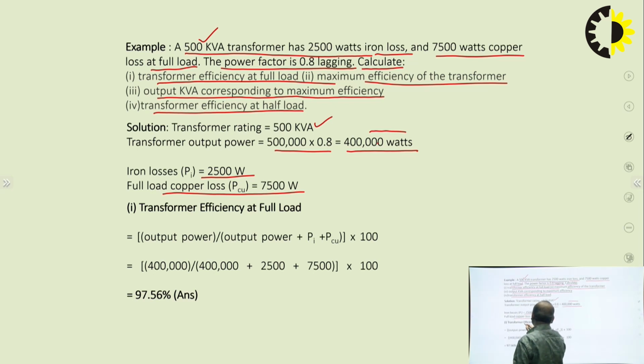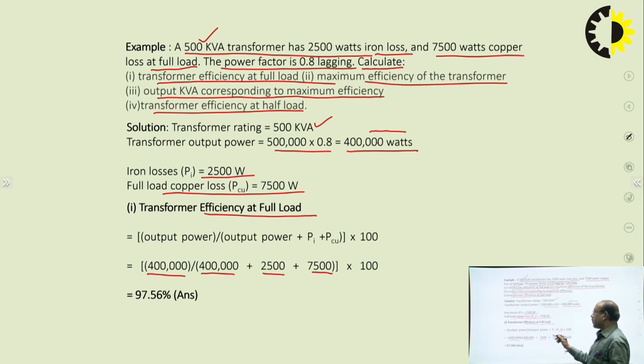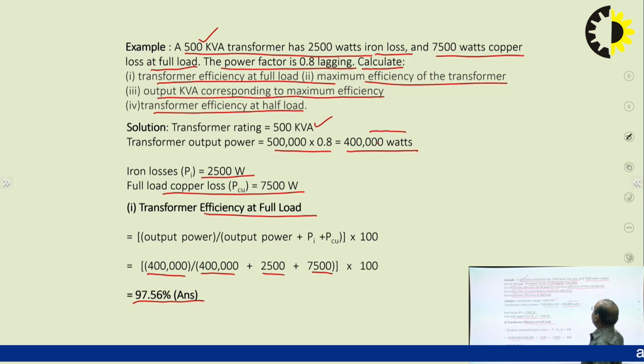So efficiency of transformer at full load becomes output power upon output power plus lossage. In this, we are taking full load copper loss since we are operating the transformer at full load for calculation of efficiency at full load. So this comes out as 97.56%.